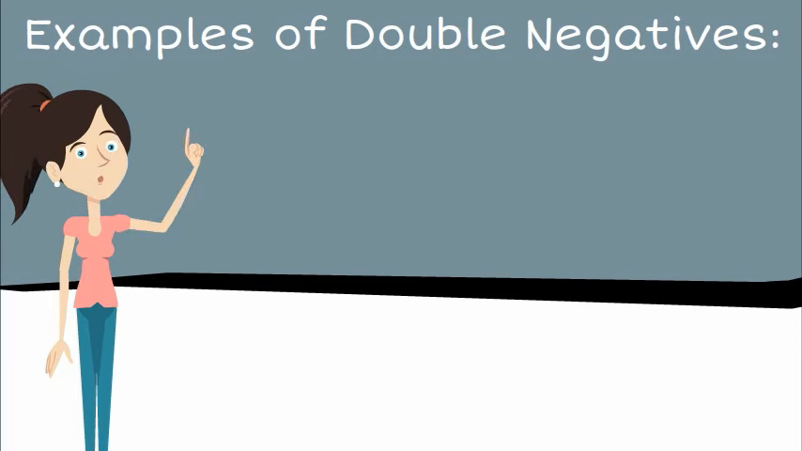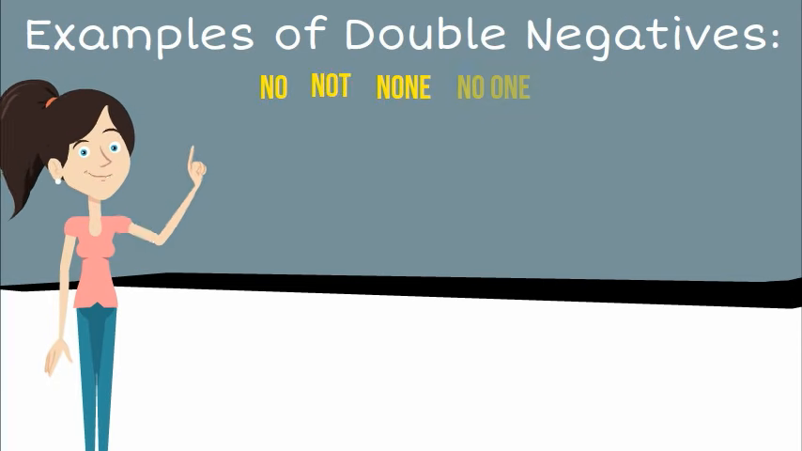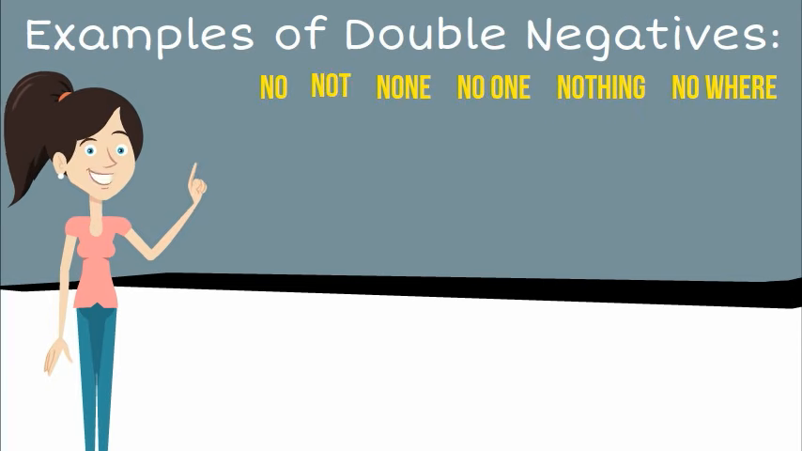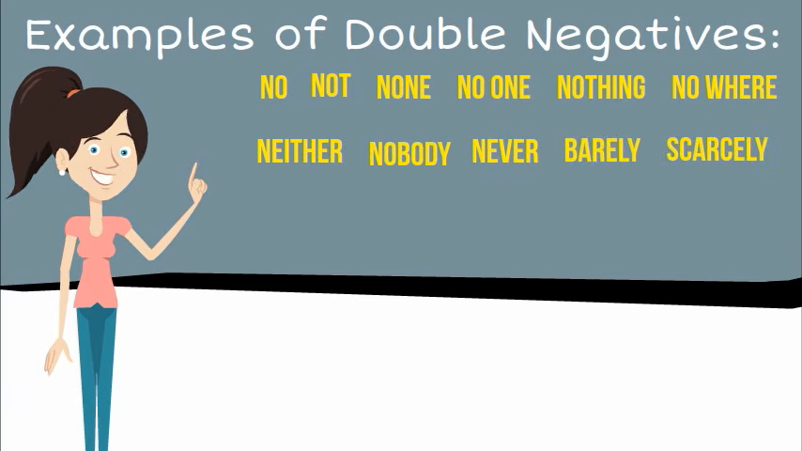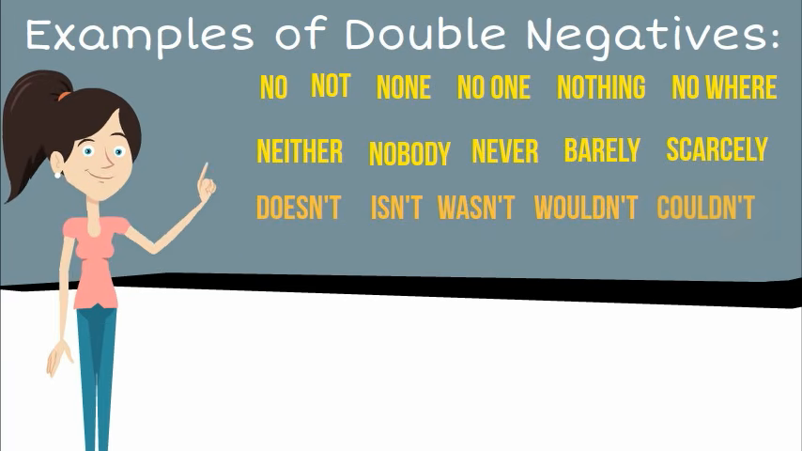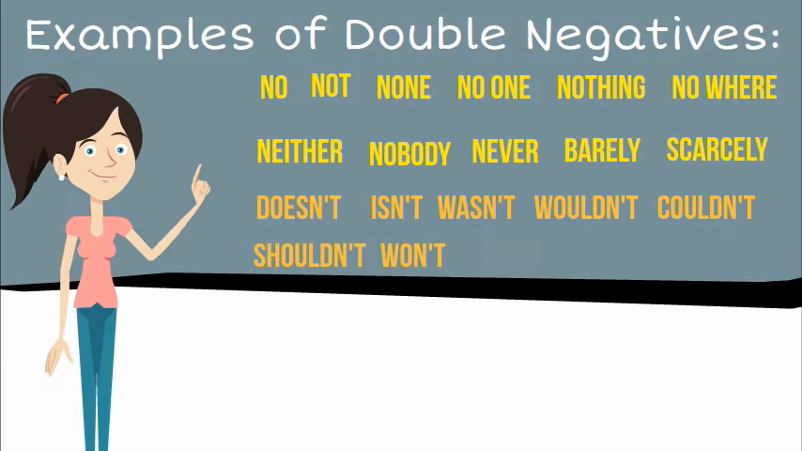Examples of negative words would be no, not, none, no one, nothing, nowhere, neither, nobody, never, barely, and scarcely, to name a few. Negative verbs would be doesn't, isn't, wasn't, wouldn't, couldn't, shouldn't, won't, can't, don't, didn't, and hadn't.